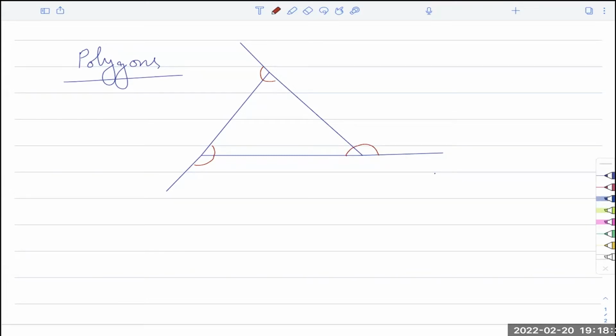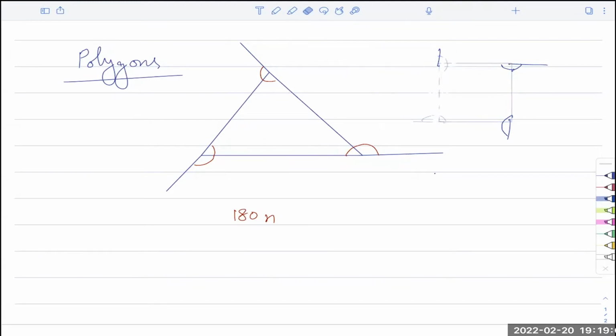Sir, 180 into 3. Yeah. 180 into 3, exactly. So you can say that the angles on all the corners are equal to 180, right? 180 times however many sides it has. This is 3 sides, so 3. If I had 4 sides, for example, in the case of a square or a rectangle, then one side will be this line, one will be this line, one will be this line, and one will be this line. Okay. So all of these will equal to 180 times 4.